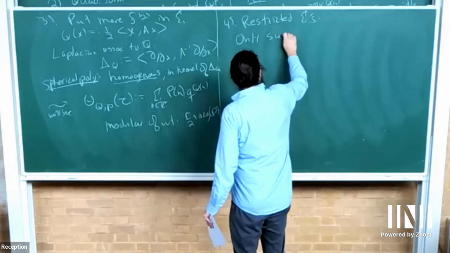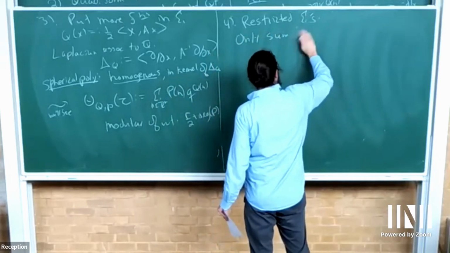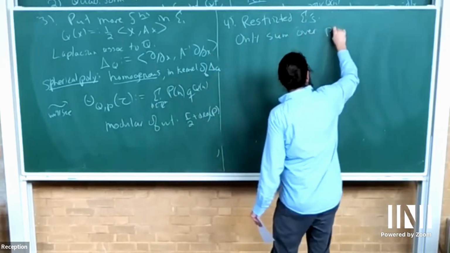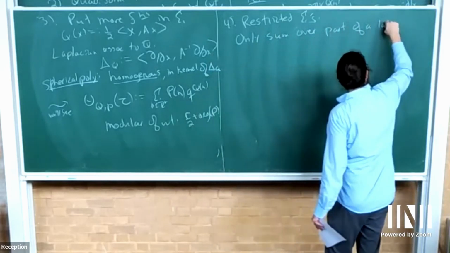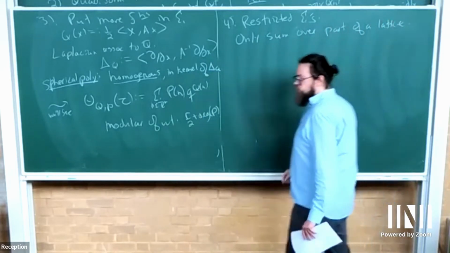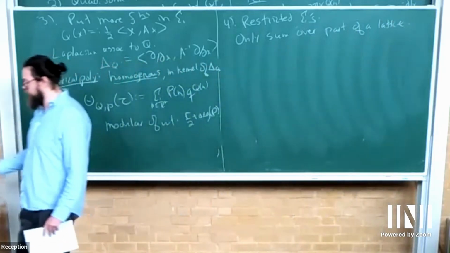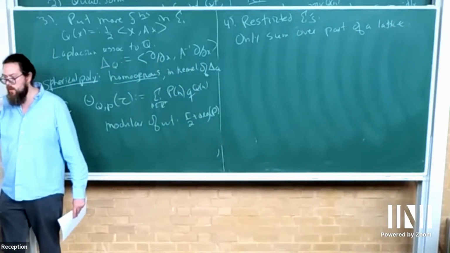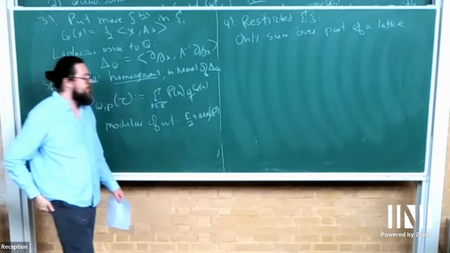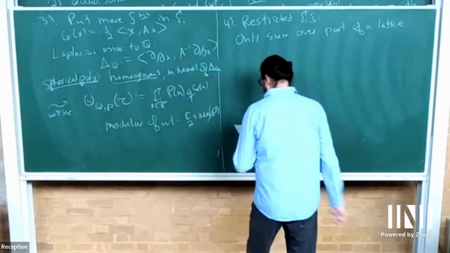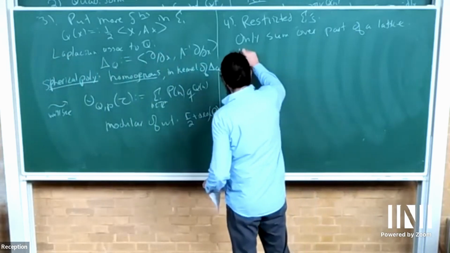You can only sum over part of a lattice, which at first seems kind of weird. Because then you can't do Poisson. Basically, you can't do Poisson summation if you only sum over part of a lattice. So why would you ever want to do this? Well, whenever you sum over the whole lattice, you get a problem. You may want to consider doing that.